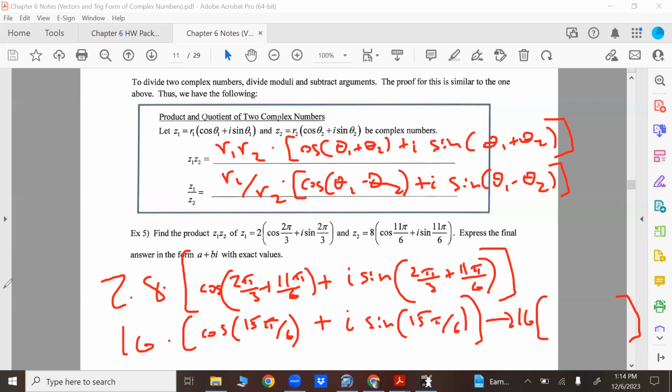Yeah, because each of these are going to be 5 pi over 2. 5 pi over 2 is one revolution around, stopping at pi over 2, 90 degrees. Cosine there is 0. Sine there is 1. So the answer is 16i.